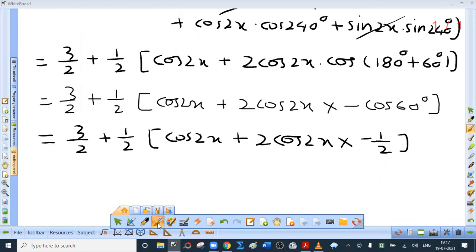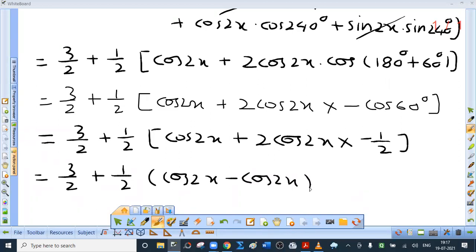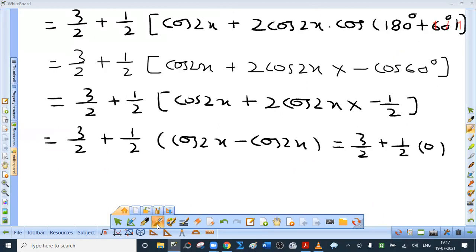So in the next step, I write 3 upon 2 plus half cos 2x minus cos 2x. So 3 upon 2 plus half into 0, which is 3 upon 2, which is nothing but right hand side. Write down.